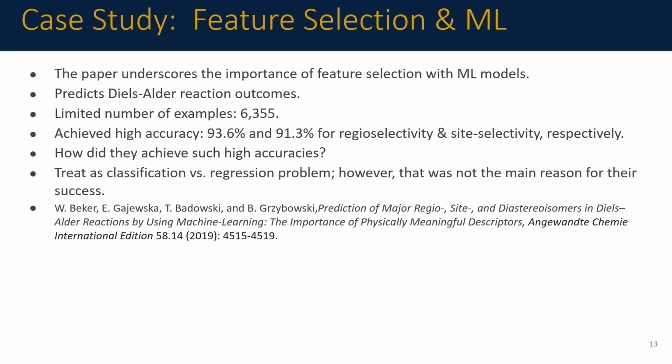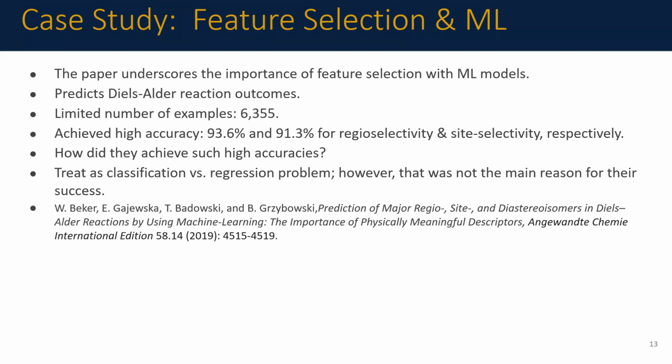And so they, similar to what we see in a lot of situations, had a limited number of examples as far as machine learning models go, which was around 6,000. But in spite of that, they achieved pretty high accuracy, in the 90% range for the things that they were predicting. So, a natural question might be, well, how did they achieve such high accuracies?